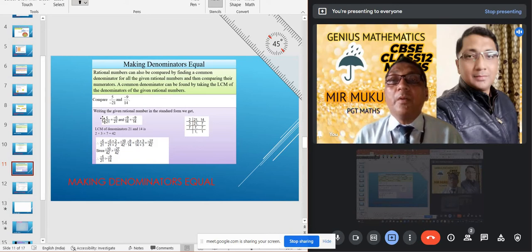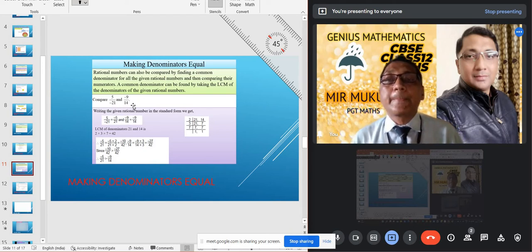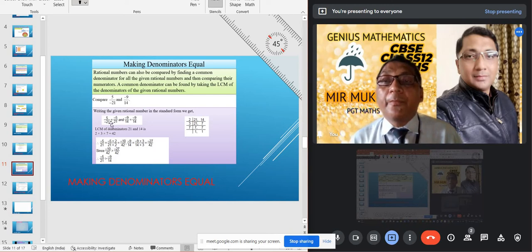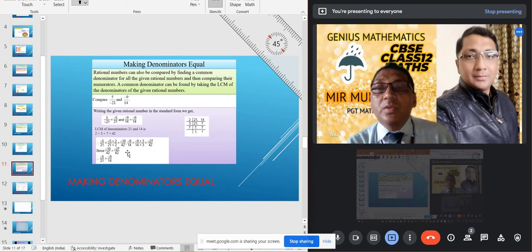Okay. Now, making the denominator equal. Suppose we have 5 by minus 21 and minus 9 by 14. How can we compare these two rational numbers? If we make the denominators the same, 5 by minus 21 can be written as minus 5 by 21, bringing the minus into the numerator. And minus 9 by 14 stays the same. Now the LCM of 21 and 14 is 42, so we have to make 42 the denominator. How can we make that?